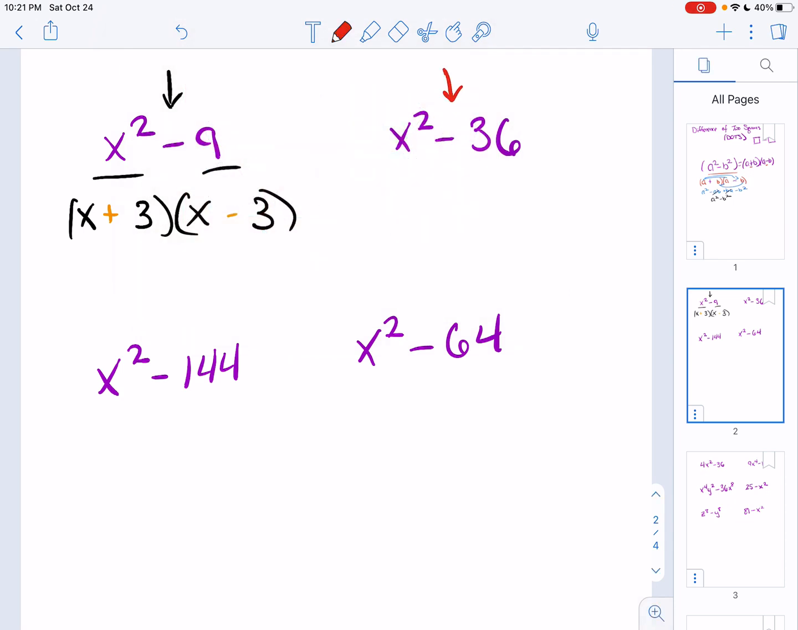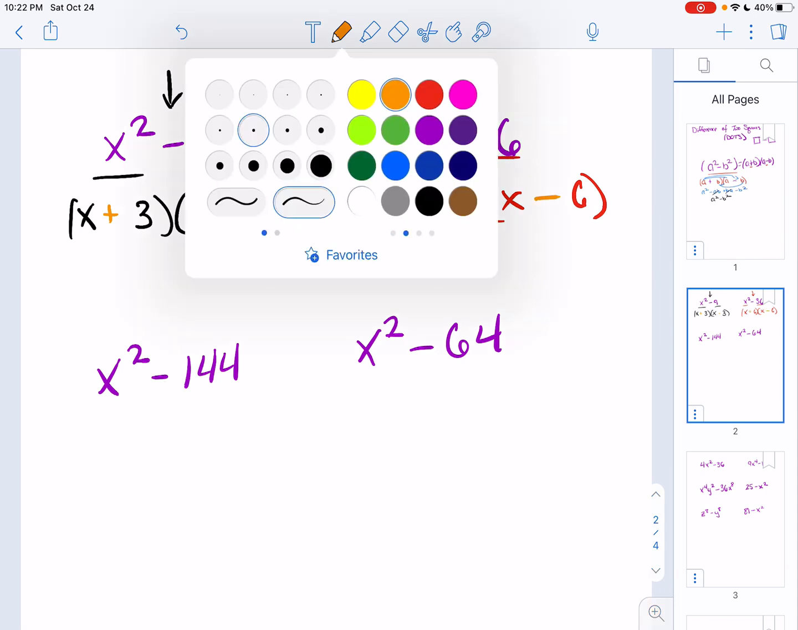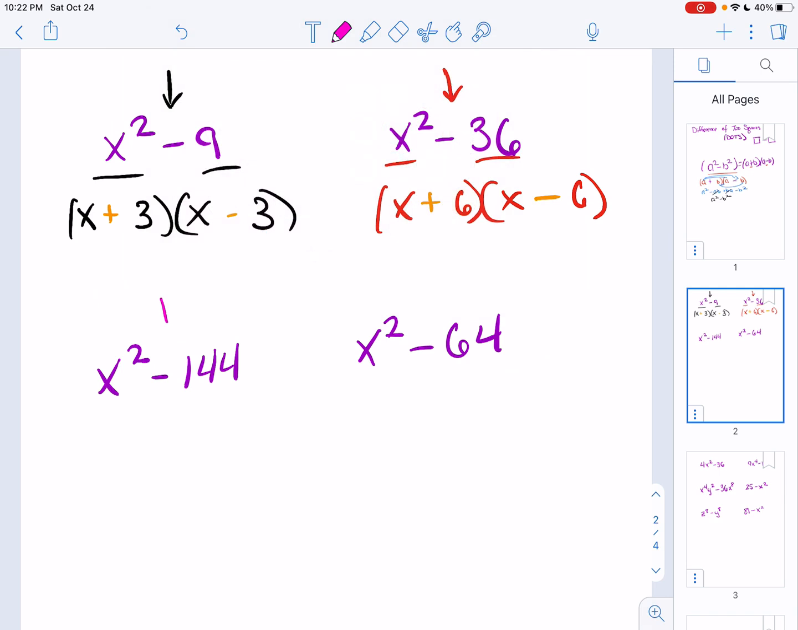Do I have my difference? Yes. Do I have two perfect squares? Yes. I have x and x. The square root of 36 is 6. And then I have plus and minus. Done. The next one, x squared minus 144. Do I have a difference? Yes. Do I have two perfect squares? Yes. Done: x plus 12, x minus 12.